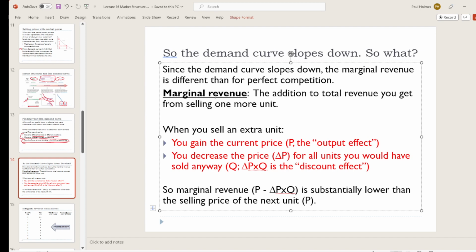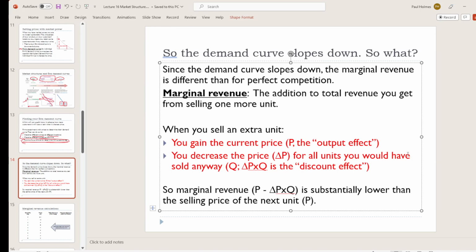Think about how this works for a perfectly competitive firm. A perfectly competitive firm sells all of its products at the same price, and hence every time it sells an extra product, it just brings in that market price as its extra money. Its marginal revenue is just equal to the price, and it always stays the same. But for a firm with a downward sloping demand curve, that's not the case.